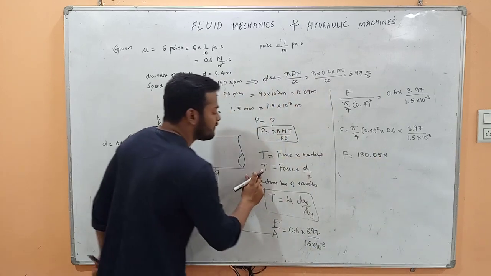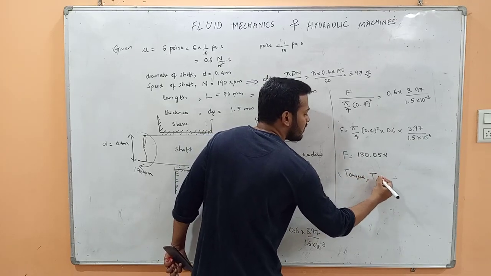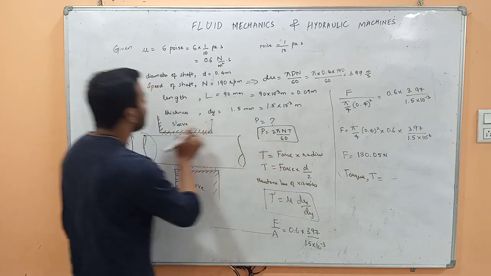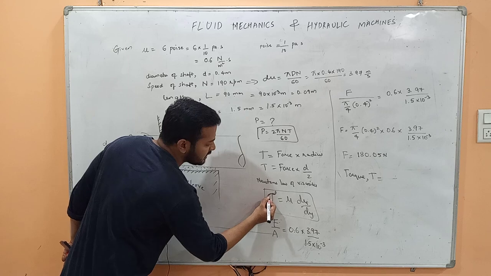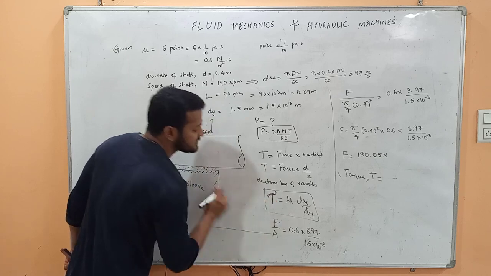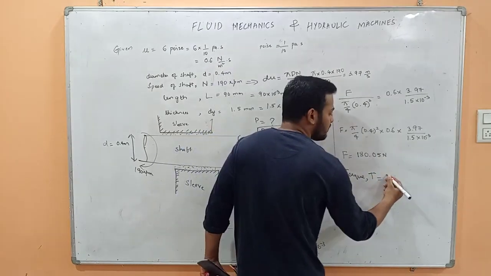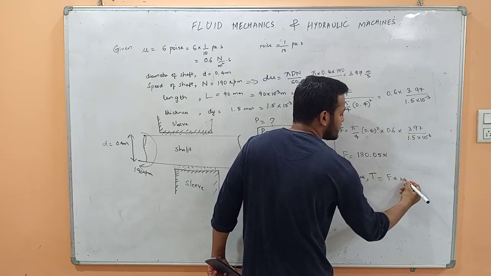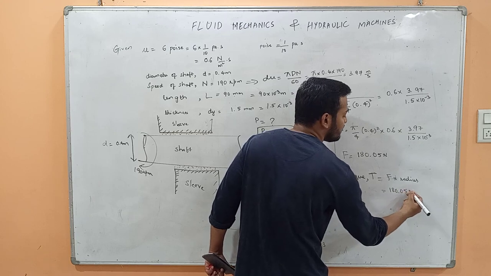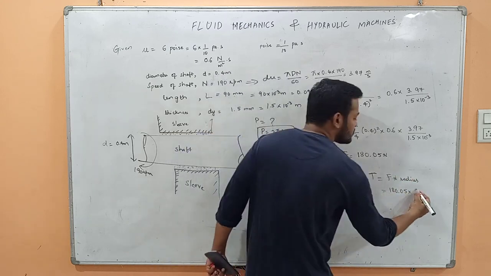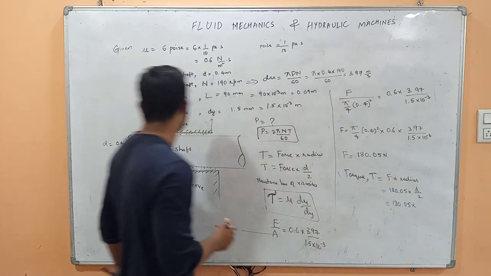Once you get the value of force, you can find out torque. Torque T. Don't get confused between T and tau. I have written tau here, which is a little bit wavy on the upper head. Torque is capital T here. The torque formula is force into radius, or force into diameter by 2. Force I got as 180.05 and radius is half of the diameter, so diameter by 2. So 180.05 into the diameter value given in the question, 0.4.